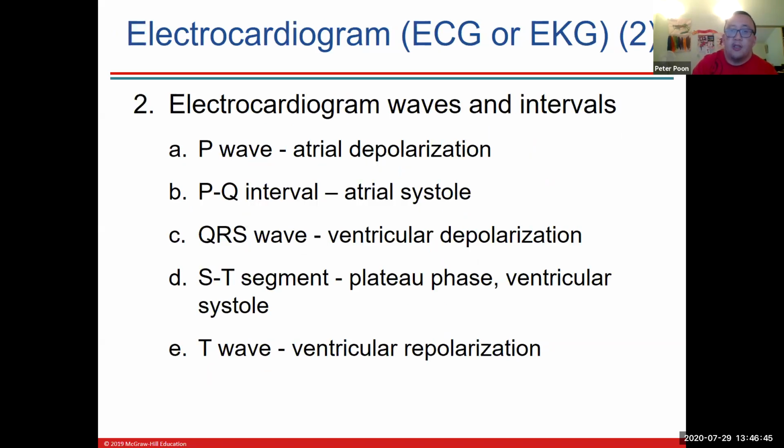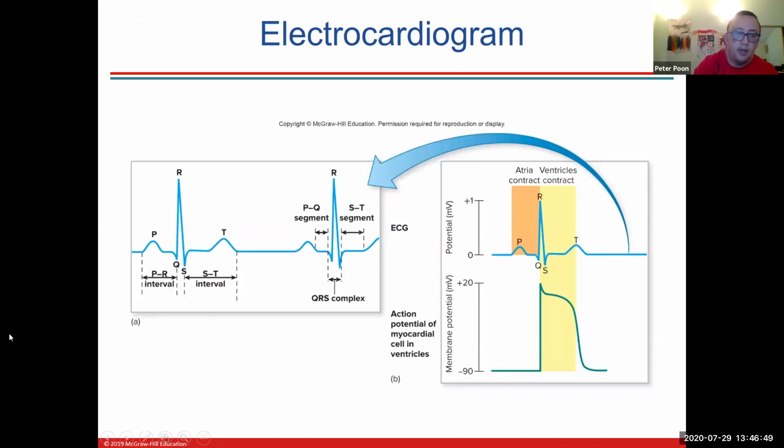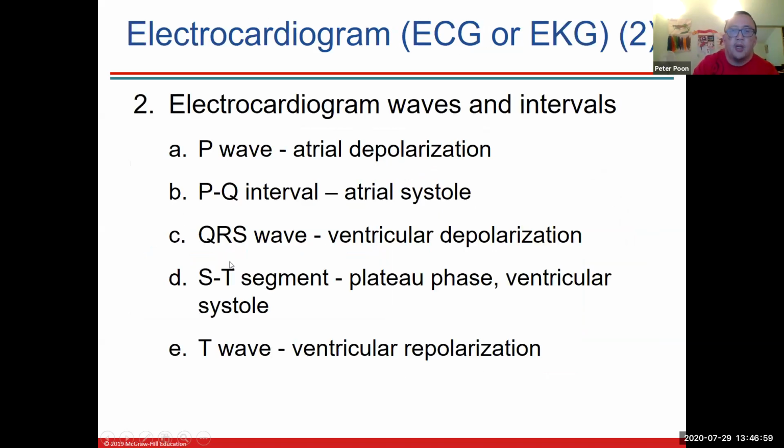Okay. So the electrocardiogram waves and intervals. So the P wave. QRS complex, T wave. Or QRS wave, usually complex is the other term. The PQ interval is the atrial systole. The ST segment is the ventricular systole. And then the T wave is ventricular repolarization.